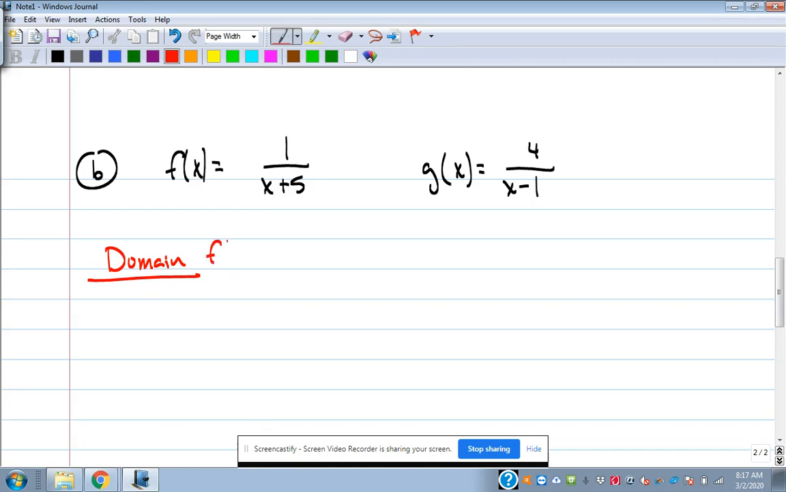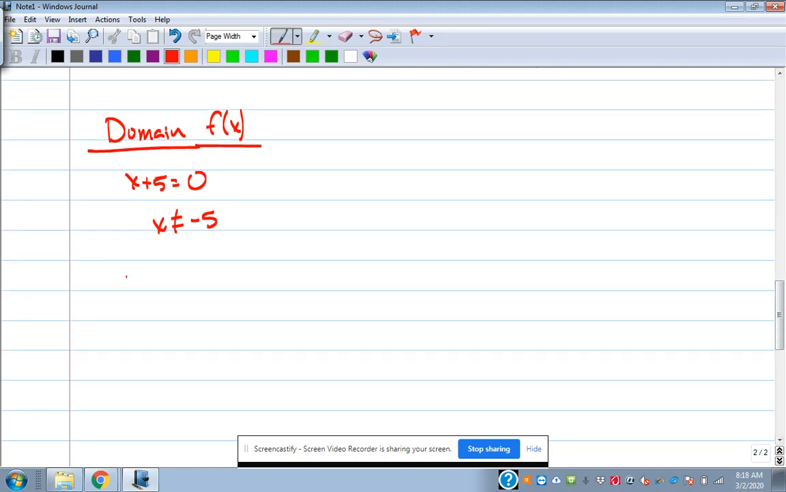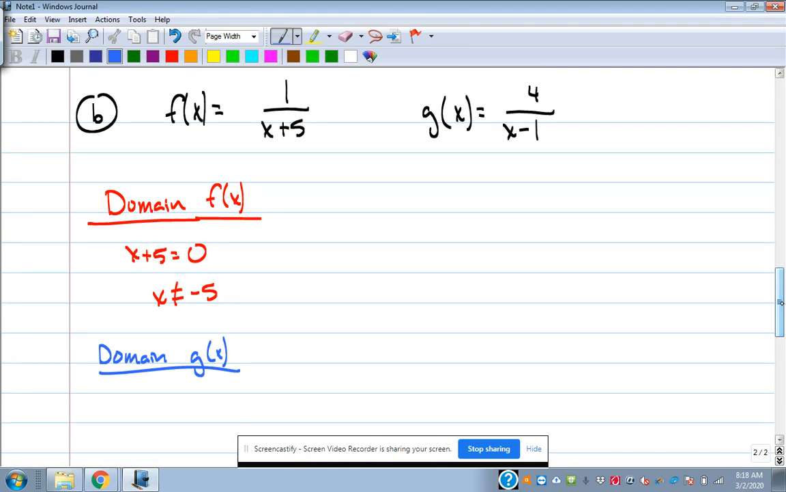How do we find the domain of f of x? x plus 5 equals 0. So x cannot be negative 5. So there's our restriction, and I'm just going to shorthand it here because the end result we're looking for is the domain of the composite function. That's the main part of the game here. Let's find the domain of g of x. G of x has x minus 1 in the denominator, so we say x minus 1 equals 0. x can't be 1.